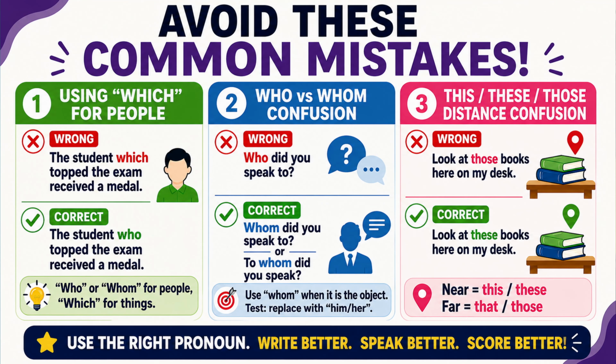Here are three common mistakes with these pronouns. Mistake number 1, using which for people. The wrong sentence is, the student which topped the exam received a medal. The correct one is, the student who topped the exam received a medal. Which is for things. People always get who or whom. Mistake number 2, who versus whom confusion. The casual sentence would be, who did you speak to? But the correct one in formal English is, whom did you speak to? Or more formally, to whom did you speak?